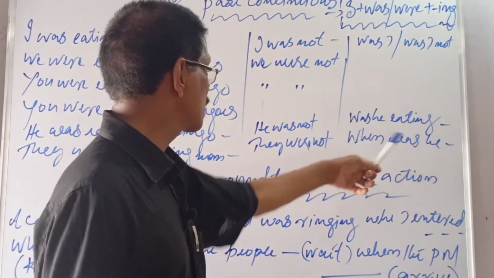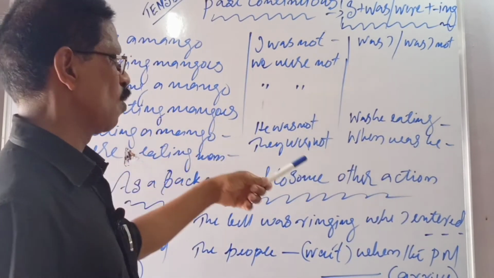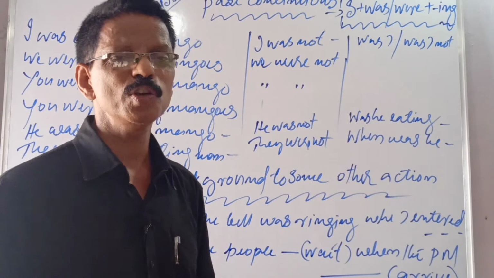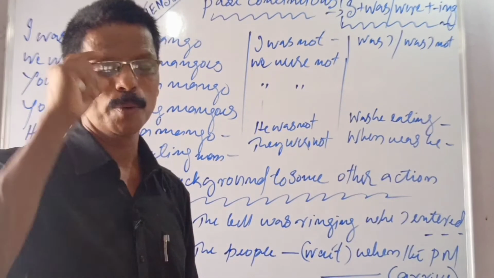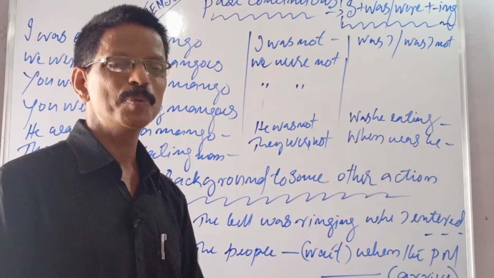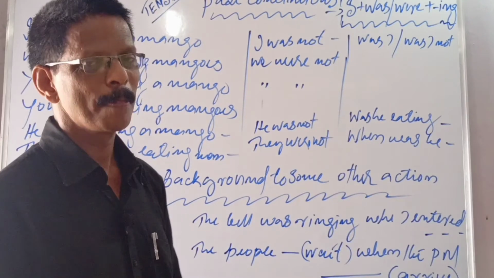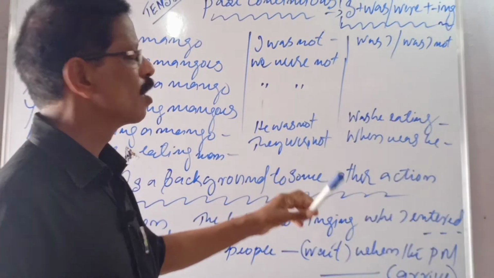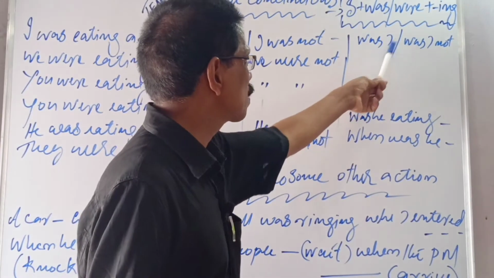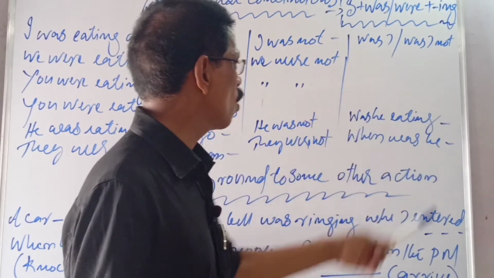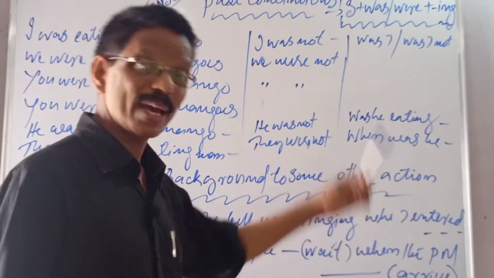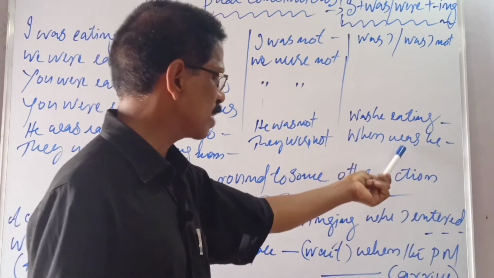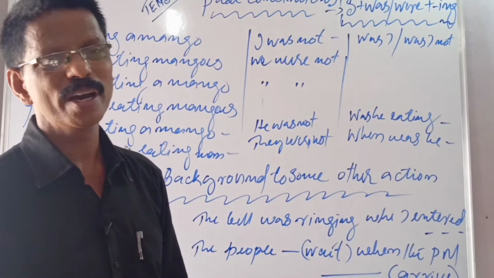When was he? See, he was eating a mango. When was he eating? We know it now. Auxiliary verb plus subject plus verb is equal to an auxiliary question. We have seen this in many videos. That's why I am not repeating everything. Otherwise, it will go on repeating the same thing again and again. Was I eating? Was I not eating? Was he eating? Were they eating? Question word plus auxiliary verb plus subject plus verb is equal to a question word question.